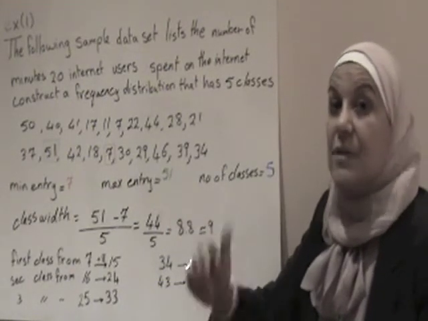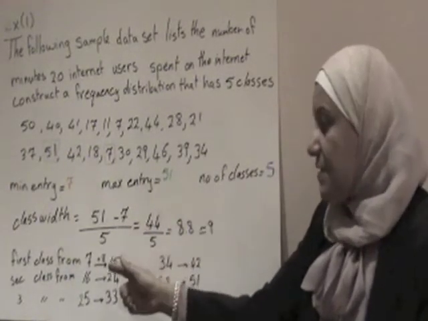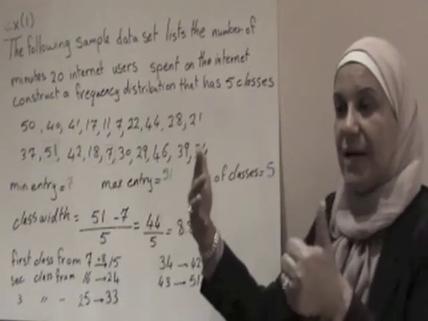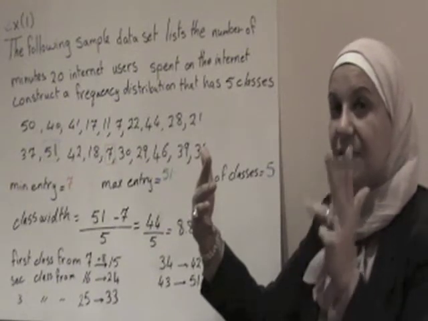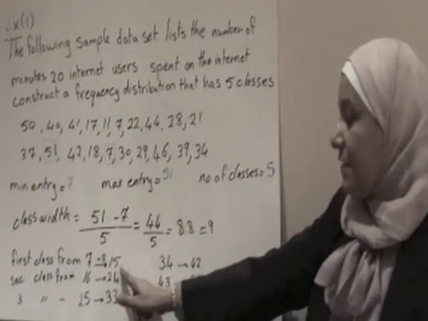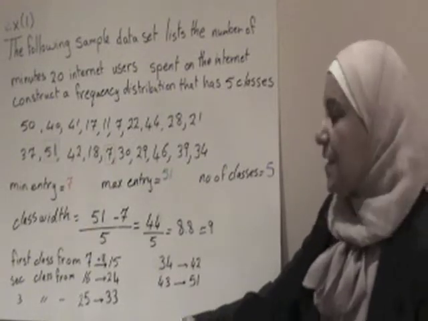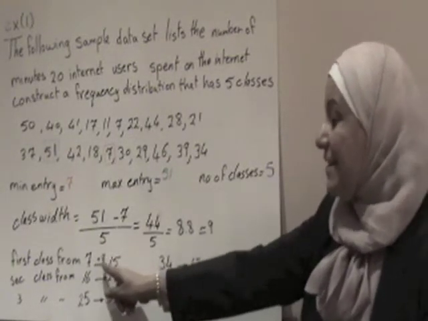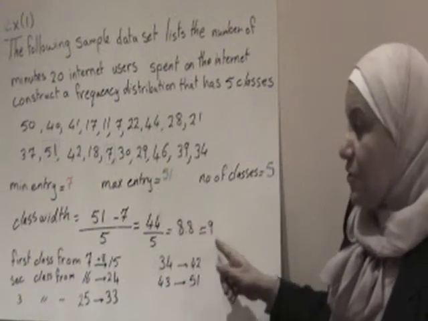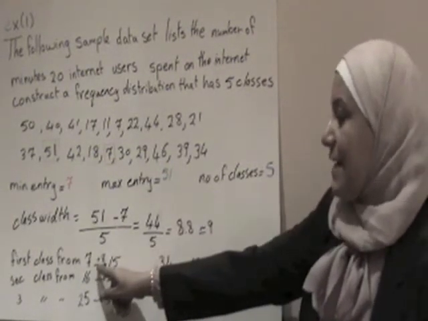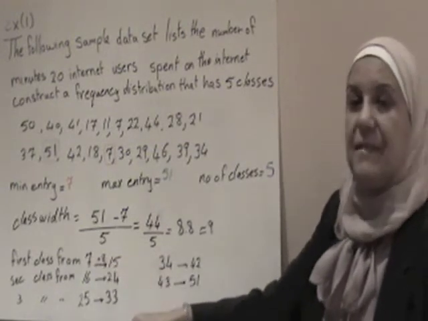So what am I going to do? Count them. 7, 8, 9, 10, 11, 12, 13, 14, 15. So what are you going to have? You're going to have 15. Is there an easier way to do that? Of course there is. You're going to add 1 less than what you've got as your class width after approximating it, which is 8. 7 plus 8 is 15.